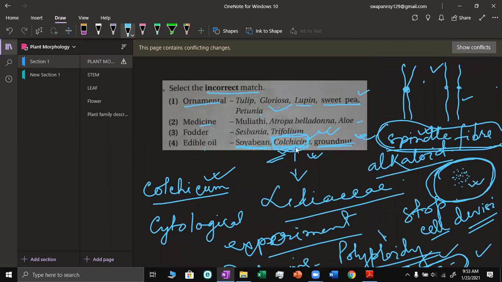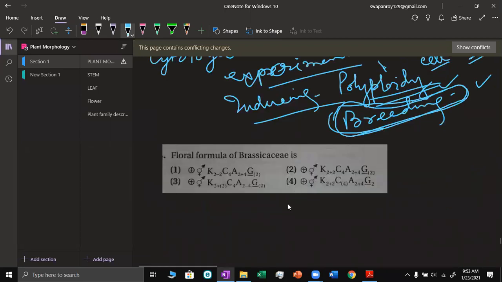Okay, so this is not from the edible oil. So this is an incorrect match. Right? Our answer is this one. This belongs to Liliaceae. Next one.